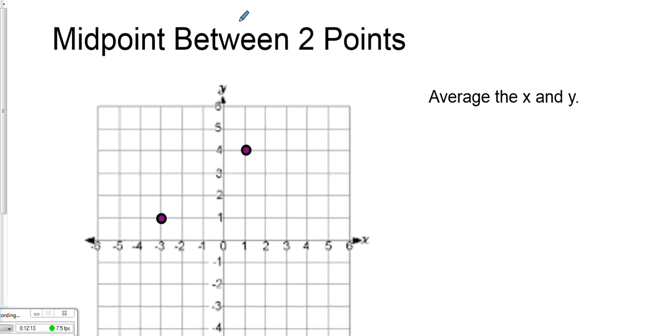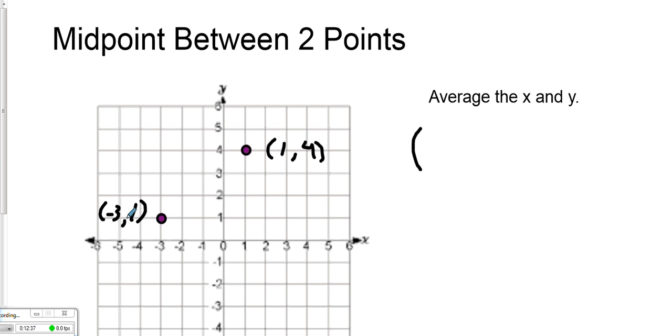The midpoint between 2 points. If we want to find the exact center, so I'm going to use these same 2 points. Negative 3, 1 is our first point, and 1, 4 is our second point. We want to find what is in between them, where the exact middle between these 2 points is. Well, the trick is you average the x and you average the y.